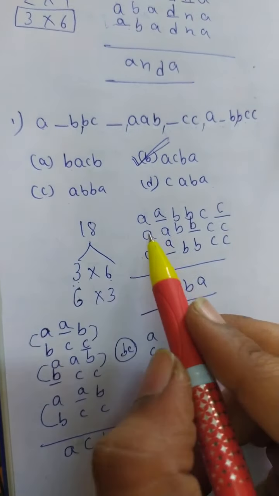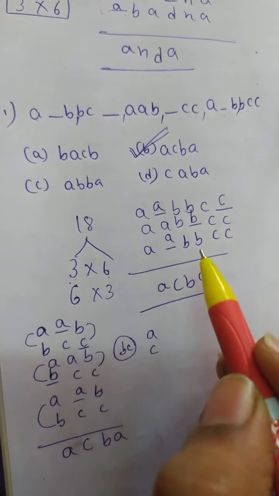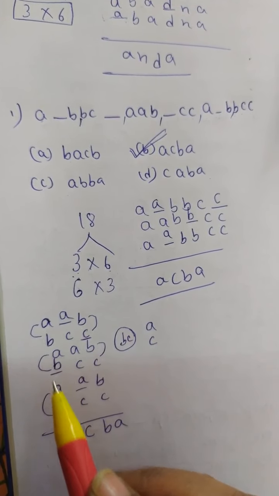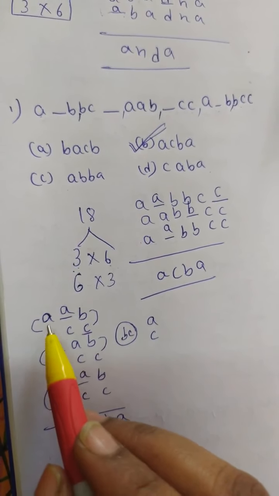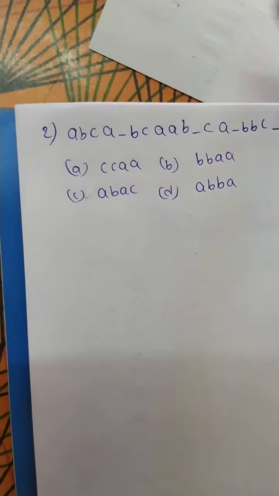correct. If you take 6 letters, we get the answer directly. If you take 3 letters, you get alternate letters. Series with alternate letters A, B, A, C, like that.